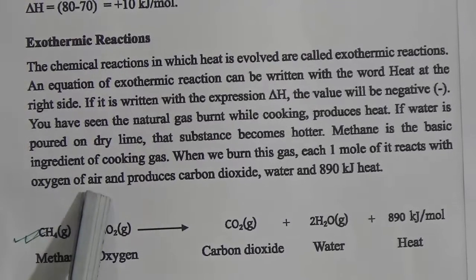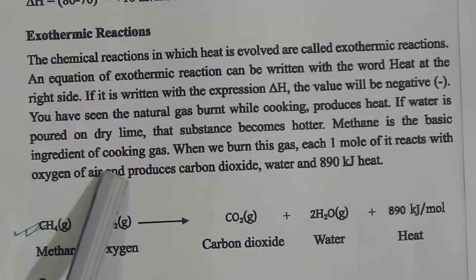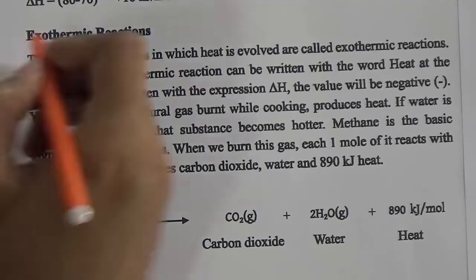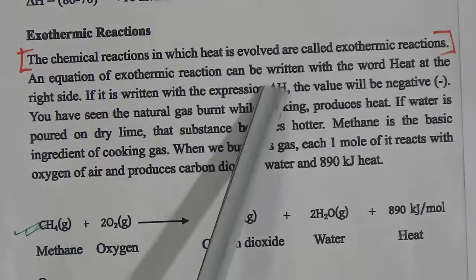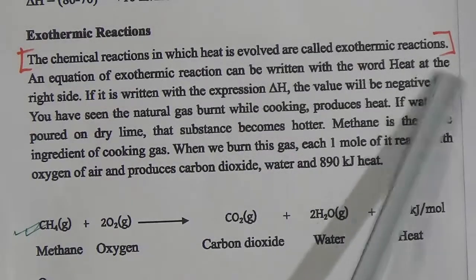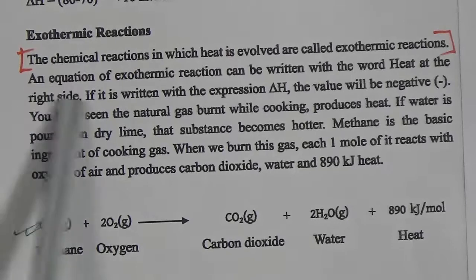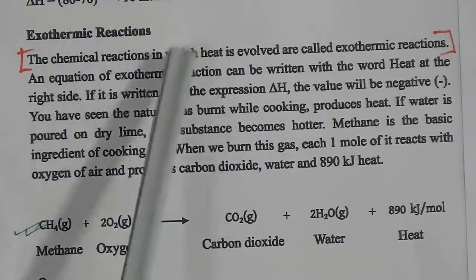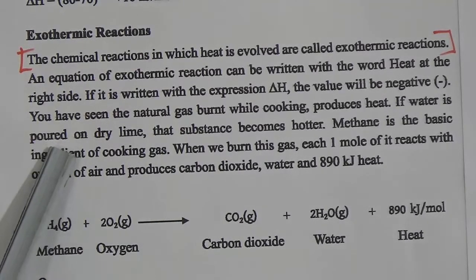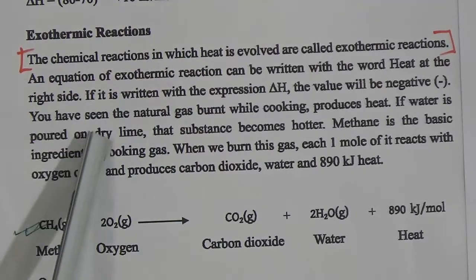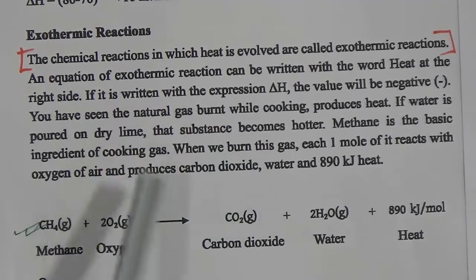In the exothermic reaction, the reaction place will become hot. That means heat will evolve through the reaction. That is the definition of exothermic reaction: chemical reactions in which heat is evolved are called exothermic reactions. Dear students, because heat is evolved, the reaction place will become hot, and they produce heat. But you have to remember that the value of del H here will be negative.